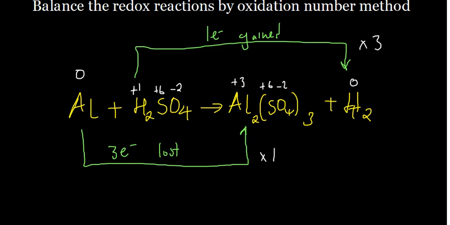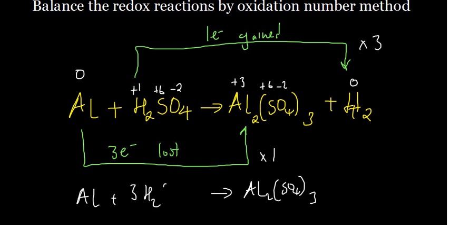If you multiply this by 1, you are going to have aluminium, and here you are going to still have the aluminium sulfate. Then multiply the other one by 3, you are going to have 3 sulfuric acid, and then here 3 hydrogen molecules. Yes.